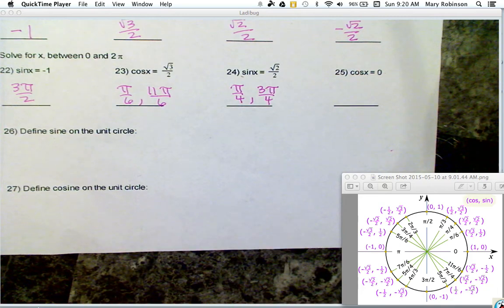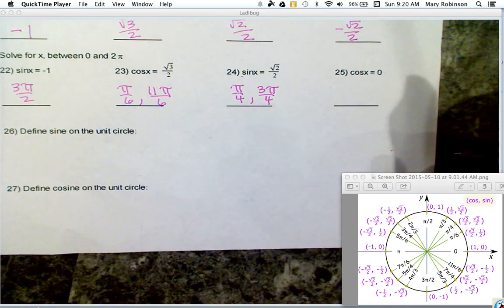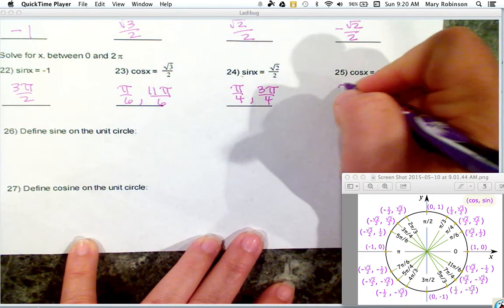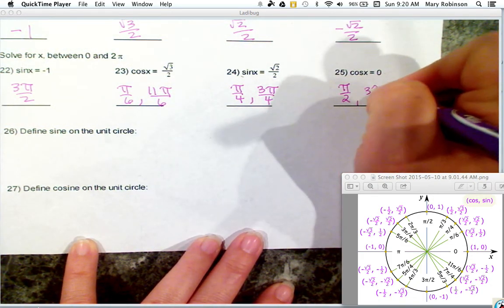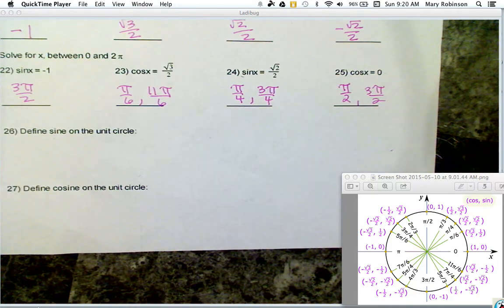And lastly, for 25, you're asked to find the measure at which your x value is 0. So look at your unit circle. Where is your x value 0? That occurs at pi over 2 and at 3 pi over 2.